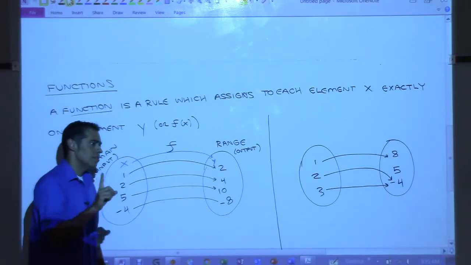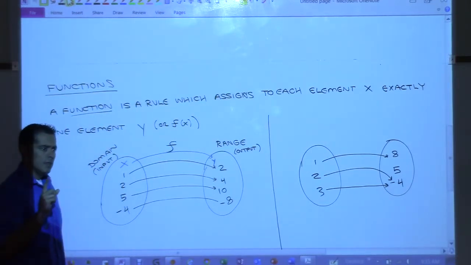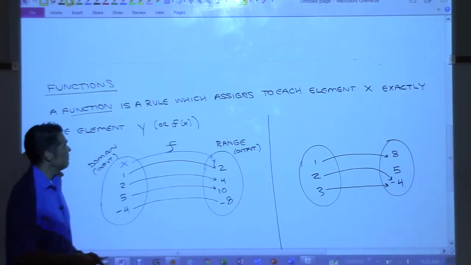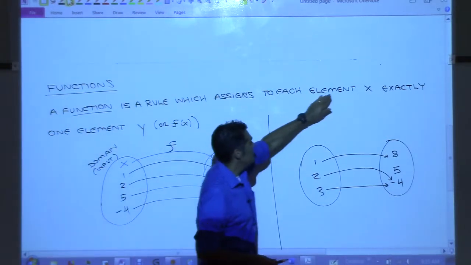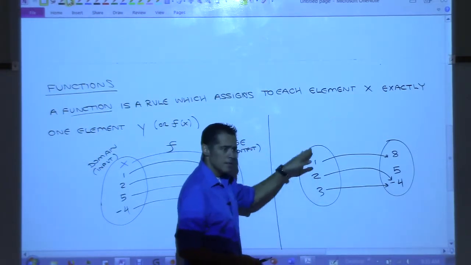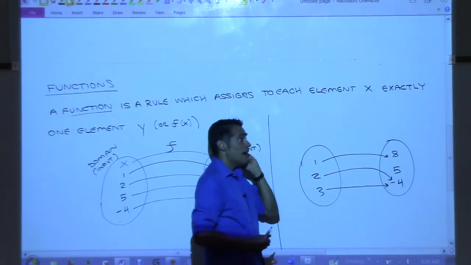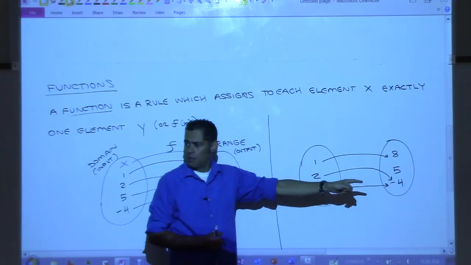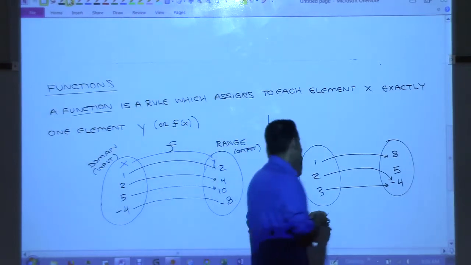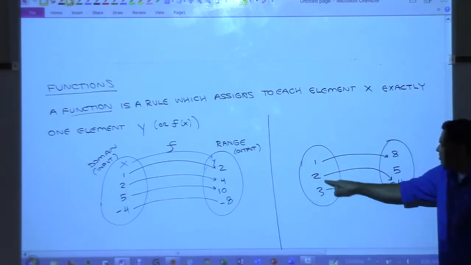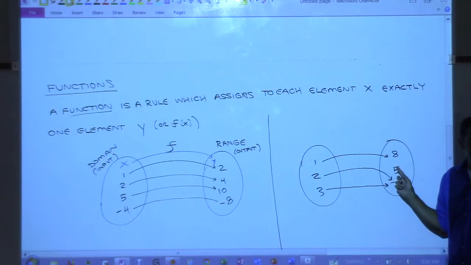So the rule is, to be a function, it says we have to have a rule that assigns to each element x, okay, so these are our x's, this is the domain. It assigns to each of these exactly one thing over there. So all you have to ask yourself is, do each of these numbers go to just one place over here?